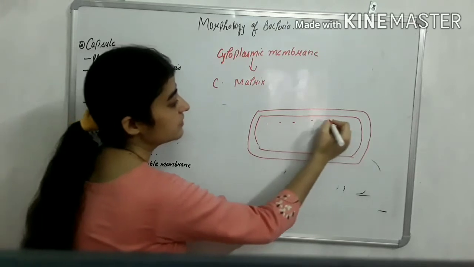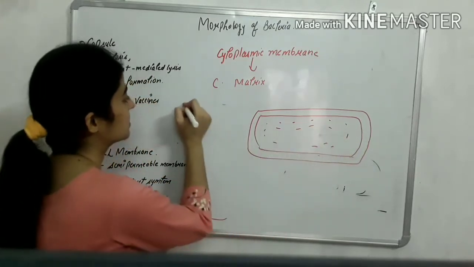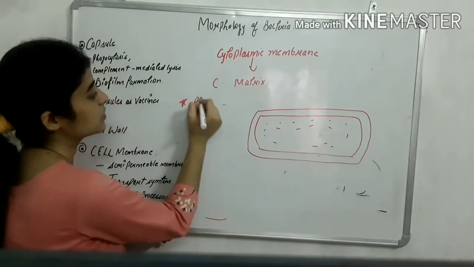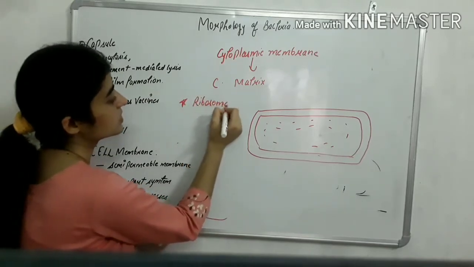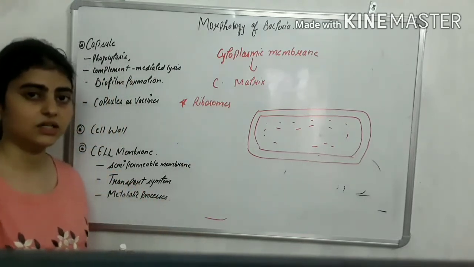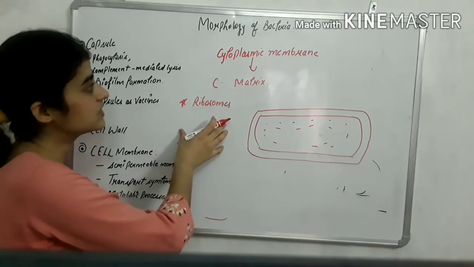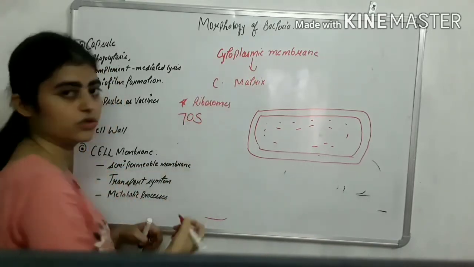Now what does this cytoplasmic matrix have? It has ribosomes embedded in the cytoplasm. So the first thing is ribosomes. Ribosomes are the sites where protein synthesis occurs. The ribosomes present in bacteria are of 70S unit.